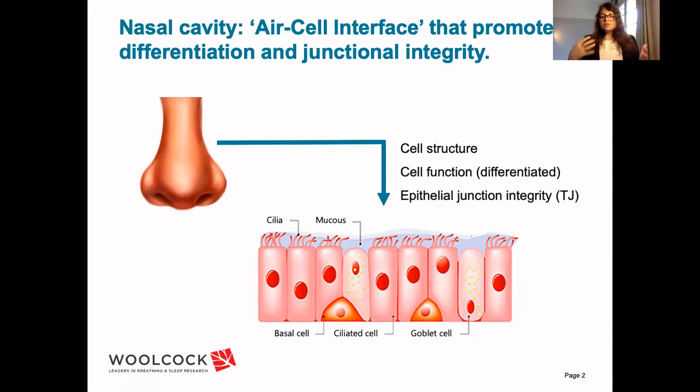So this air-cell interface promotes a certain cell structure, and also gives rise to cell function via that differentiation. Then the integrity of that epithelial layer is kept via these things called cell junctions. Tight junctions are part of the cell junction family, and all junctions are formed between the cells. Essentially, they're like a little key that locks the two cells together. So this forms the structure and gives integrity to the epithelial layer.